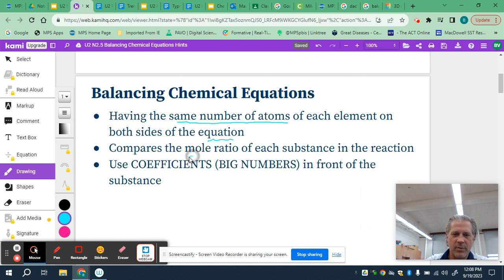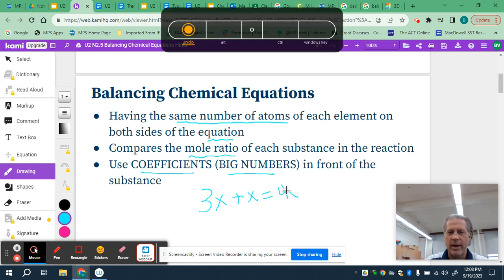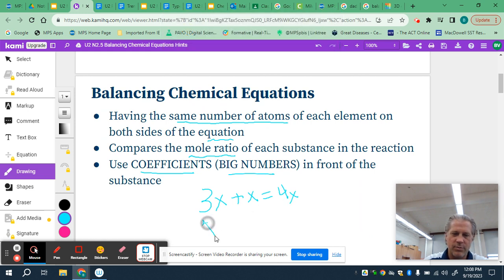And this is something that we haven't talked about yet, but it's basically a mole ratio, which is the big numbers, the coefficients, are some type of a ratio that we're going to talk about in the future. And the other thing is we use coefficients, so those are your big numbers in front of substances. Like the example I gave in class, if I took 3x plus x, I got 4x, right? So this 3 and this 4 and then the 1 that would be here, those are examples of coefficients.